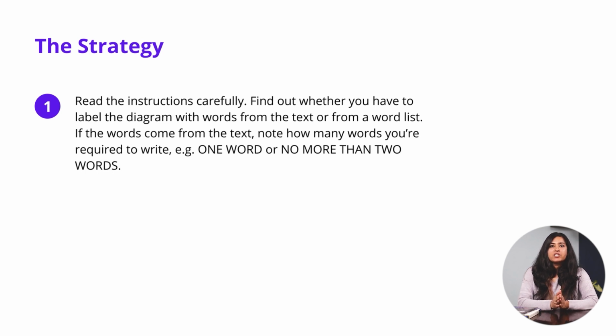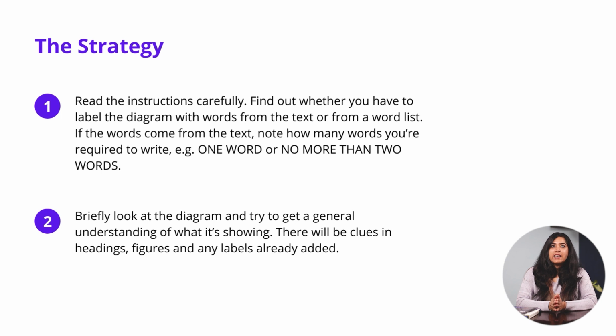First of all, read the instructions very carefully. As we just discussed, find out whether you have to label the diagram with words from the text or words from a word list. If the word comes from the text, note how many words you're required to write. Again, for example, 1 word or no more than 2 words. Second, look at the diagram and try to get a general understanding of what it's showing. There will be clues in headings, figures, and any labels already added. Also, these diagrams could be of something that you already know about, so use that knowledge to answer as well.